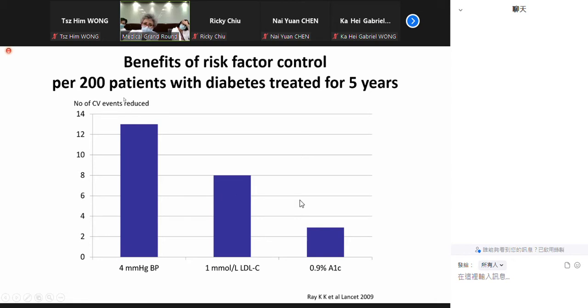if you can treat 200 patients with diabetes for 5 years and reduce LDL cholesterol by 1 millimole, you will save 8 events. And if you similarly treat this number of patients for 5 years with blood pressure reduction, you will save 12 events. Whereas for A1C, you probably only need to save 2 events. And this really highlights how blood pressure control and lipid control are very important in preventing cardiovascular disease. Not to say that treating A1C is not important. This will have a long-term benefit, right? But the other thing is, of course, the microvascular complications are also very important.